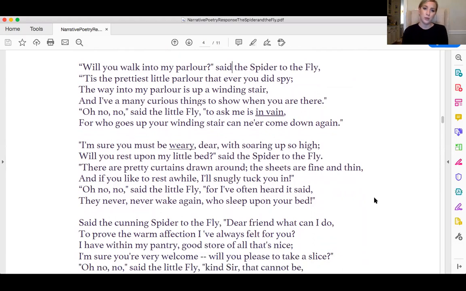I'm sure you must be weary, dear, with soaring up so high. Will you rest upon my little bed? Said the spider to the fly. There are pretty curtains drawn around, the sheets are fine and thin, and if you like to rest a while, I'll snugly tuck you in.